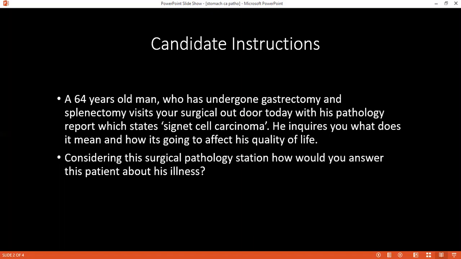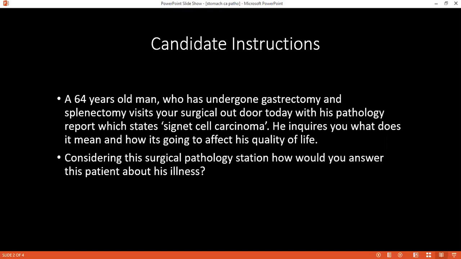Okay, can you tell me the pathogenesis of gastric carcinoma? How does it occur? Usually gastric carcinoma occurs by Helicobacter pylori infection, which causes chronic gastritis, which leads to metaplasia, and this leads to dysplasia of the cells, and which leads to carcinoma.